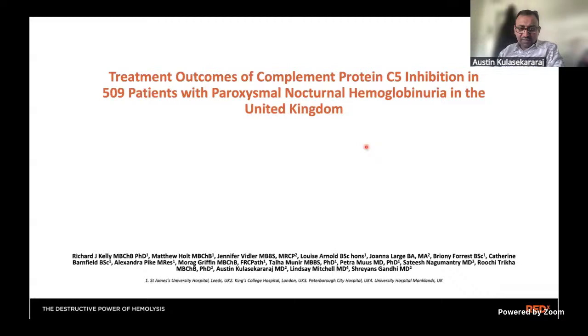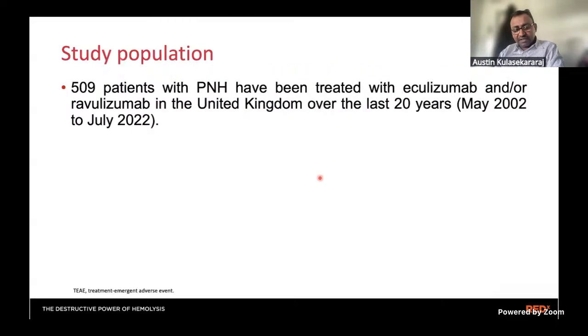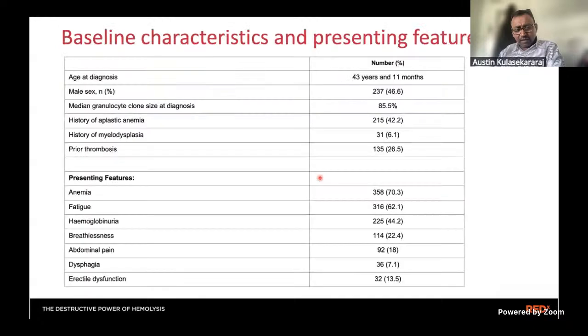I just want to give you this data where we looked at all our patients who were treated with anti-complement therapy, 509 patients, but not to talk about anti-complement therapy, but mainly to talk about how these patients were picked up and presented. So this is over 20 years. We had treated 509 patients with either eculizumab or ravulizumab. This data was published in Blood, I think, early part of last year.